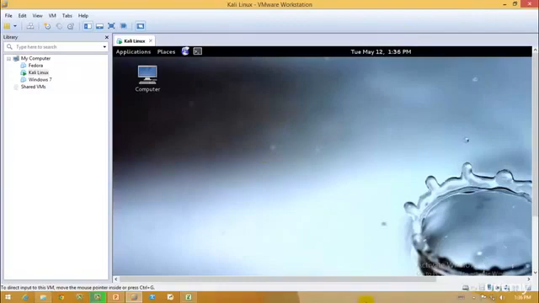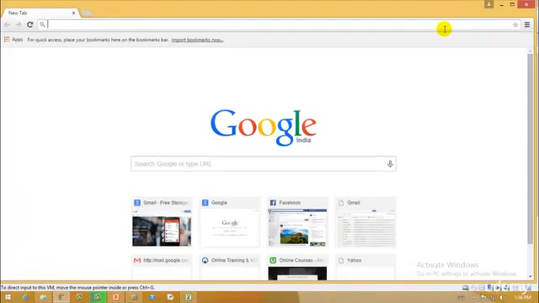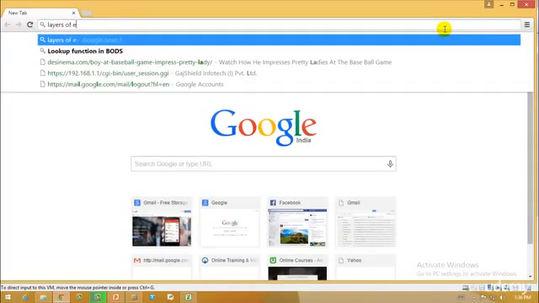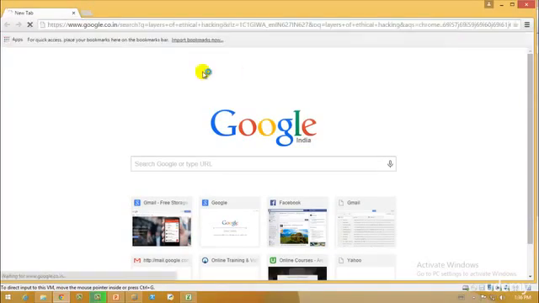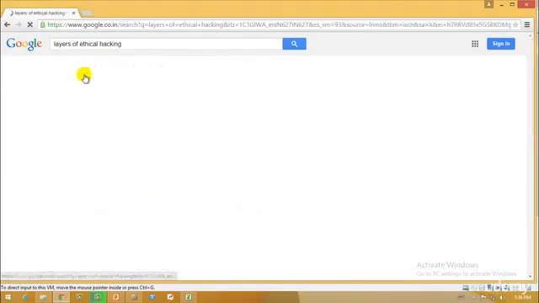So let's open the web browser and check the steps of ethical hacking. There are a few things that you need to know before you can proceed into detailed stuff, so I would be teaching you that today.